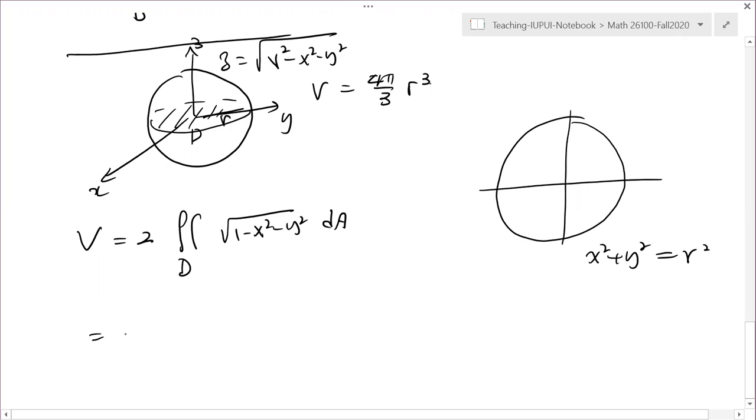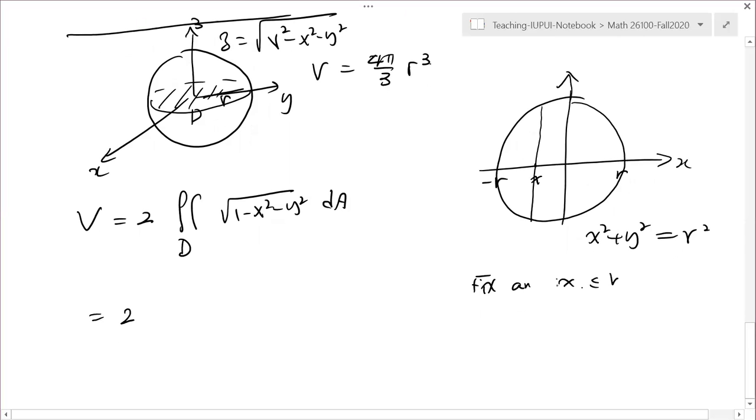So what we can do is use two versions, okay? This is in the XY plane, with two different orders. If we choose, this is negative r, this is positive r. If we fix an arbitrary x, then for the first version, fix an x between negative r and positive r. Then the y value has an upper bound and a lower bound.